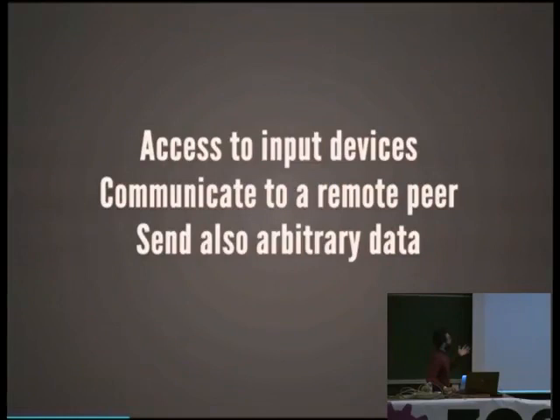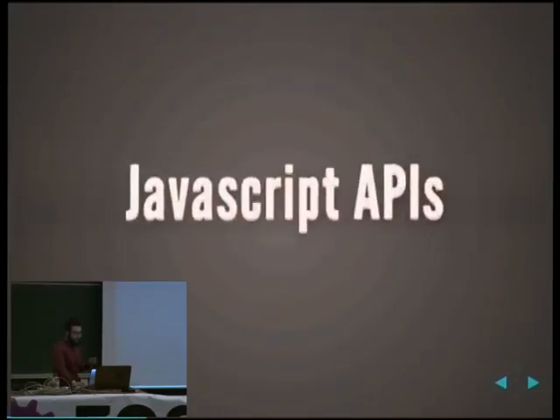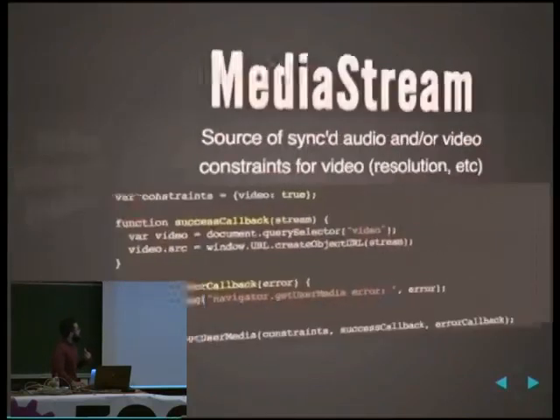It's a set of JavaScript APIs that give you access to input devices in your system, let's say the laptop, the camera, and the microphone. Then there's another set of APIs that allow you to communicate with a remote peer directly from your browser. And you can send arbitrary data using a different one. This is abstracted in these three APIs basically: the media stream, which is for audio and video, the RTC peer connection, and the data channel.